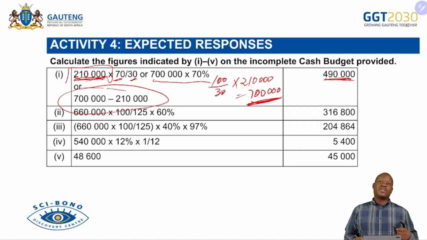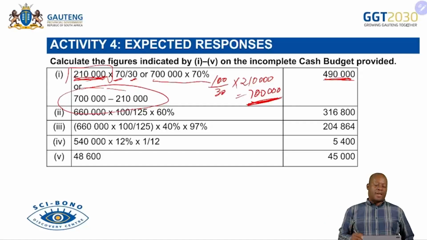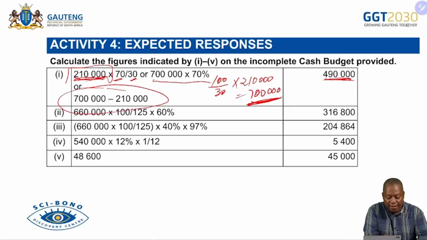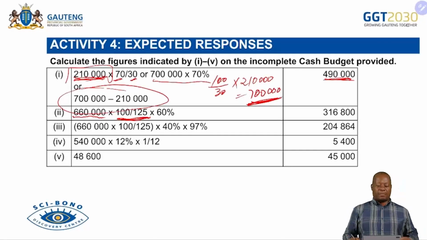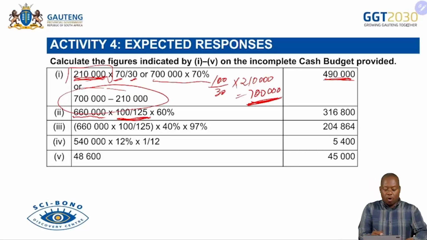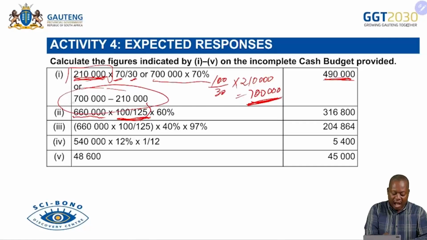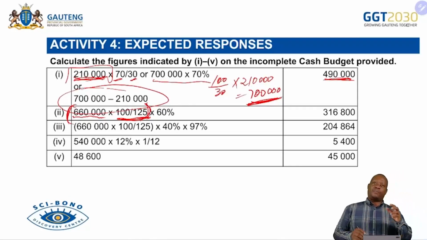And what is it that we did? We said, now let's use our markup to find our purchases. So that's why we are saying the sales multiplied by 100 over 125, because the markup is 25%, you still remember, right? And this only gives us what? Our purchases. This only gives us our purchases.